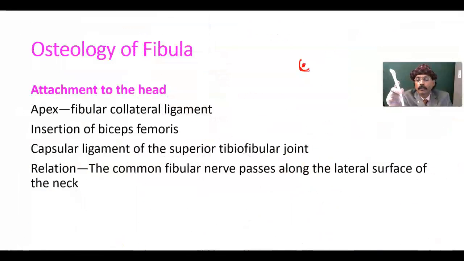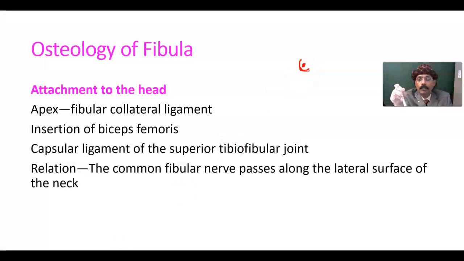Okay, so here is the attachment to the head: the apex, the fibular collateral ligament, and the insertion of the biceps femoris around the fibular collateral ligament in a C-shaped manner like this. This is the fibular collateral ligament. This is the insertion of the biceps femoris. This color is red. Usually by convention, insertion is blue color.